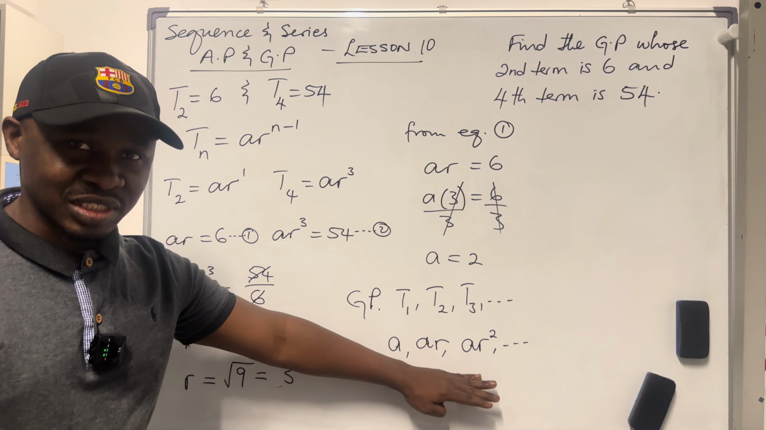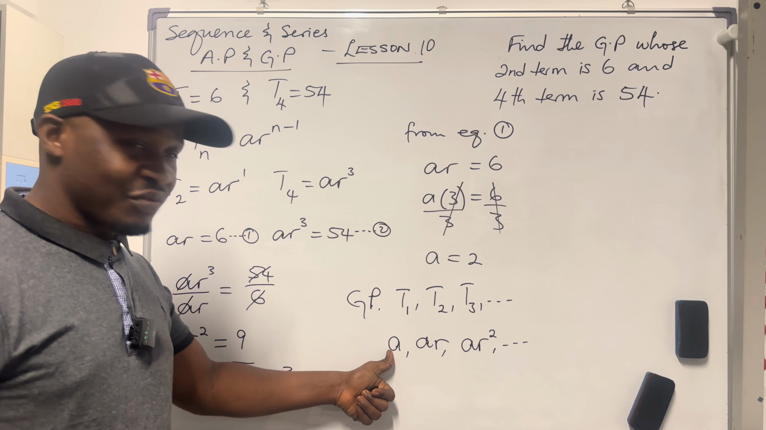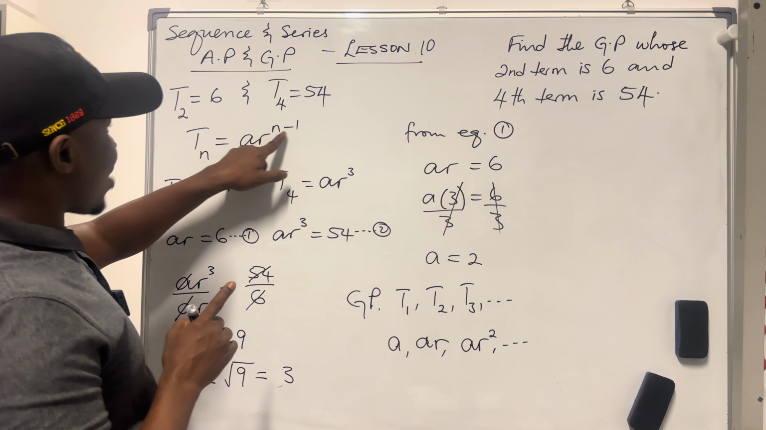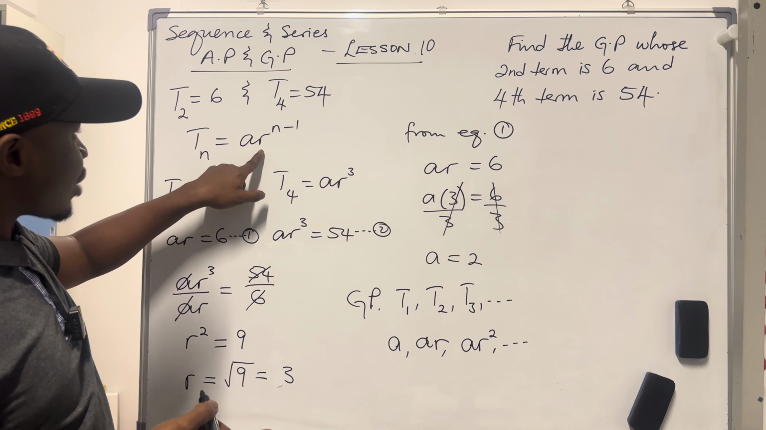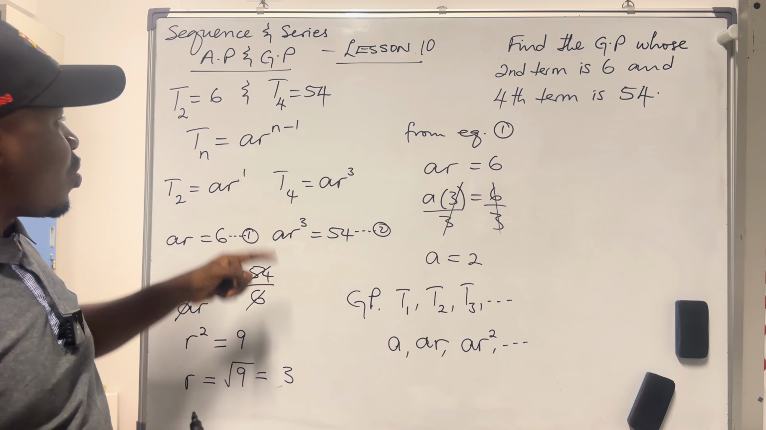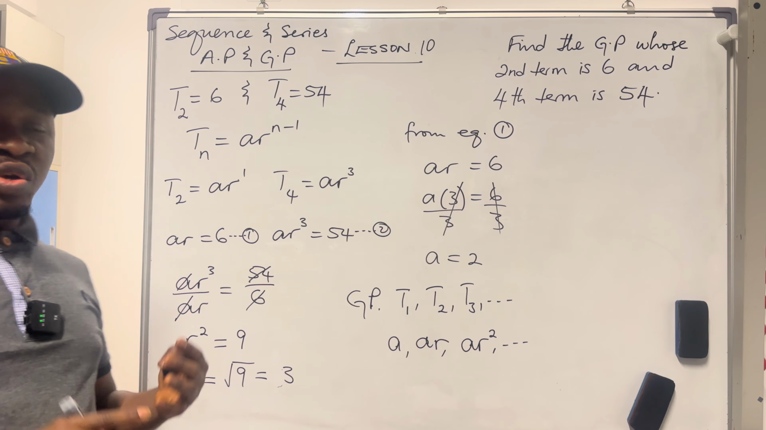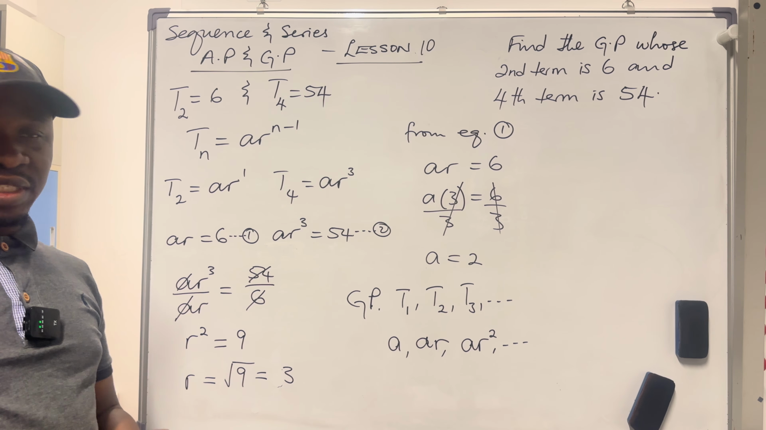How do we achieve this? Is it by magic? No. We need the first term. First term means N is 1. So if N is 1, 1 minus 1 is 0. So it will be AR to the power 0. Well, R to the power 0 is 1. 1 times A is A. That is why in AP, we use A as the first term. In GP, we use A as the first term.